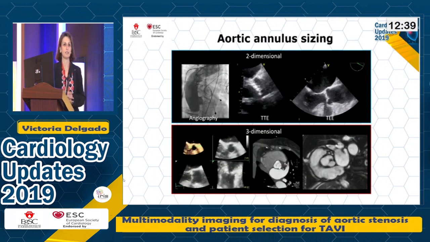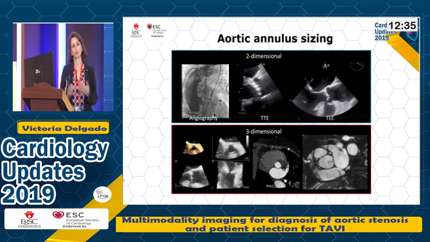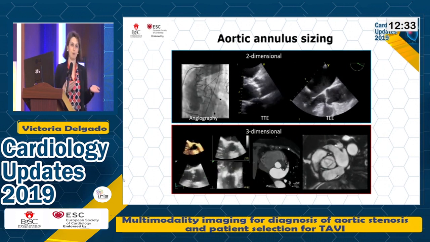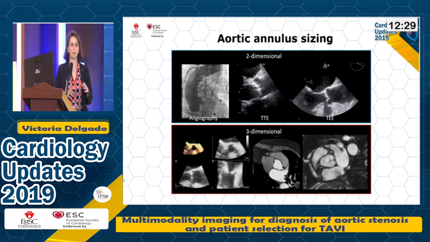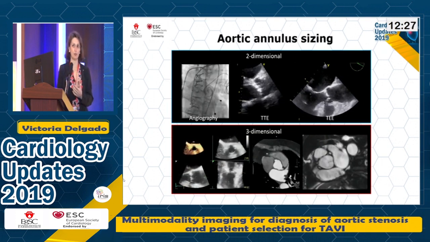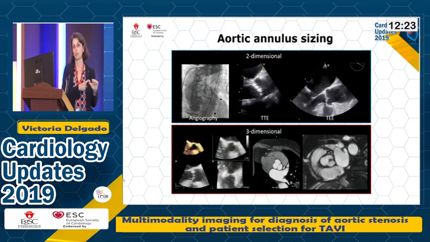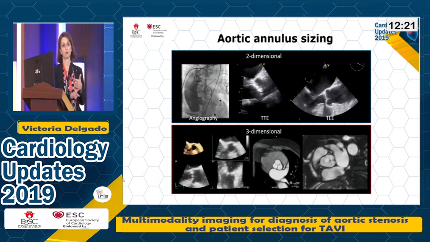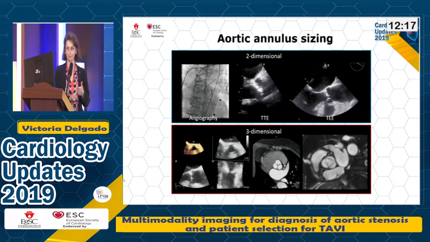Once we have decided that the patient has a severe aortic stenosis, and based on the Heart Team discussions, we think that that patient may benefit much more from TAVI than from surgical aortic valve replacement, we need to decide two important aspects. One, which is the size of the prosthesis that we will implant, and second, which will be the approach that we will use in order to do the TAVI.